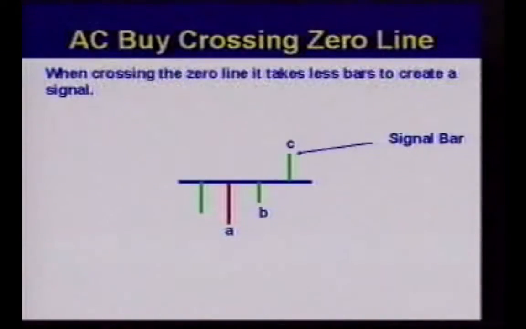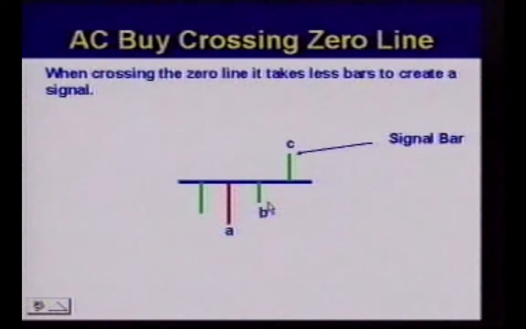Now this is a little bit different. It's a special case of the AC buy. You notice in the AO you have a cross of the line and that triggers a signal. That's very different in the AC. Just because the AC here is crossing the line, it does not mean it's a signal. But if the bars are in the right order color-wise, then it can lessen the number of bars you need to create your signal. So what we have here is A, your color change, you must have that.